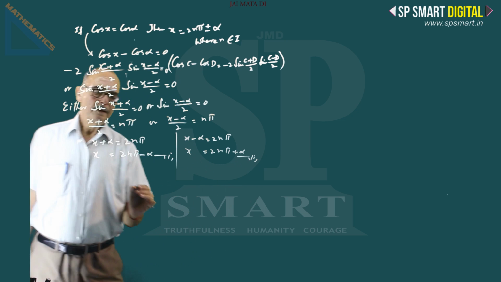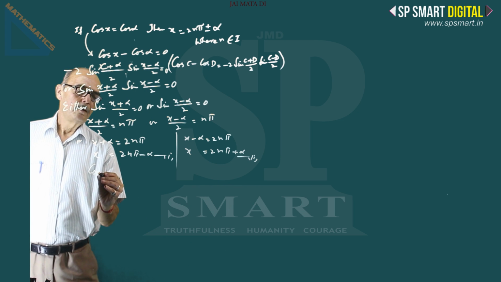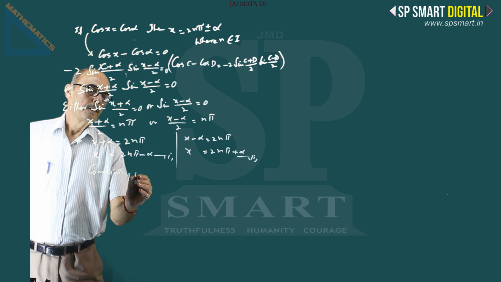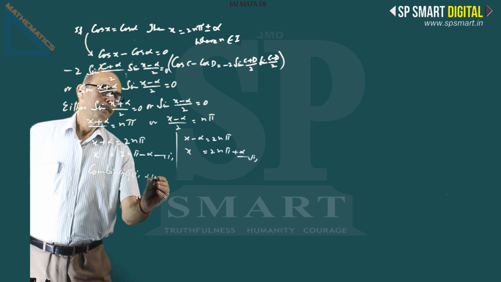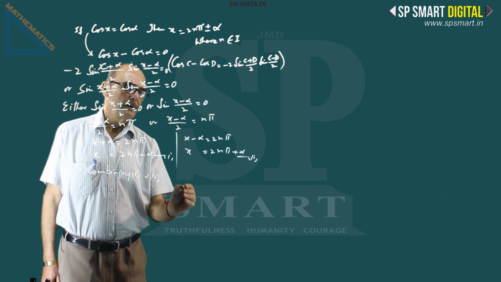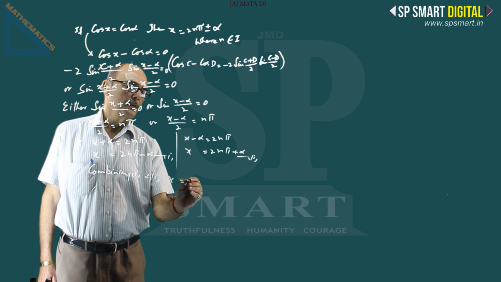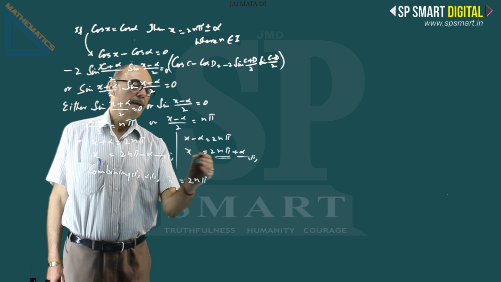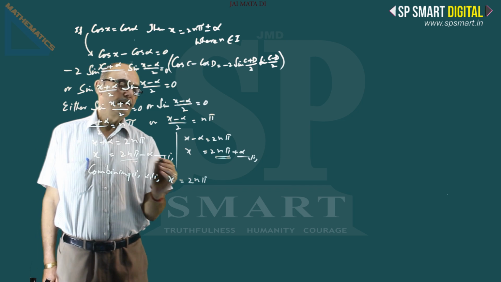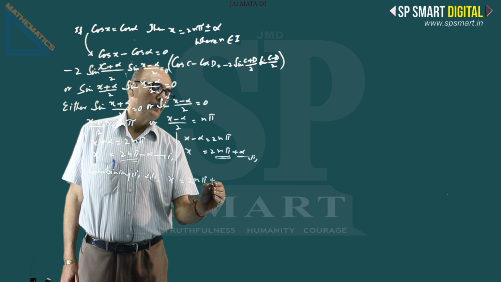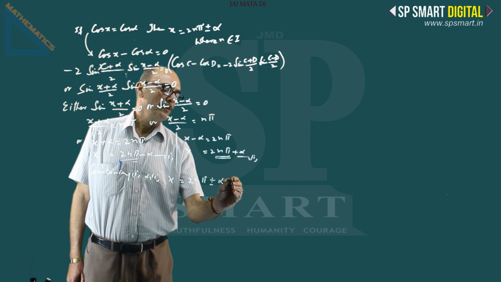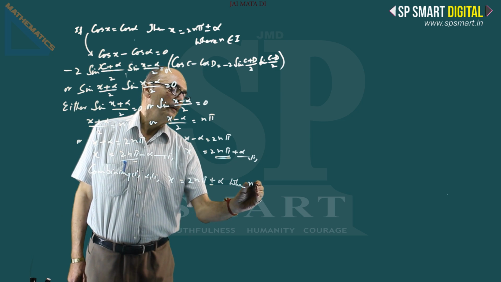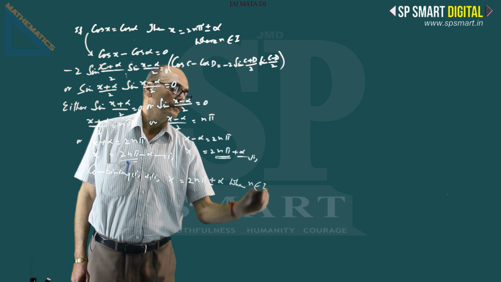So, combining first and second, we have x equal to 2 n pi plus minus alpha, where n belongs to the set of integers.